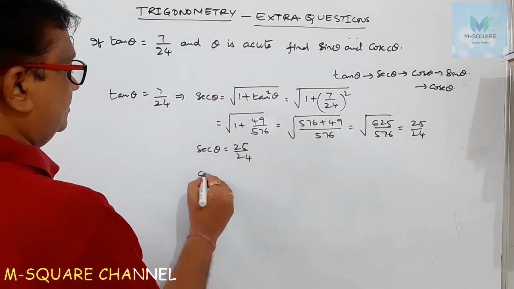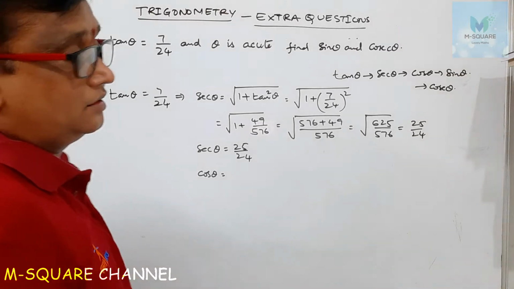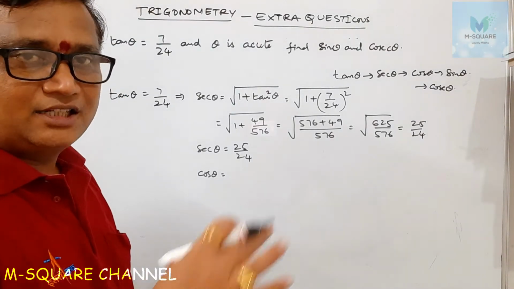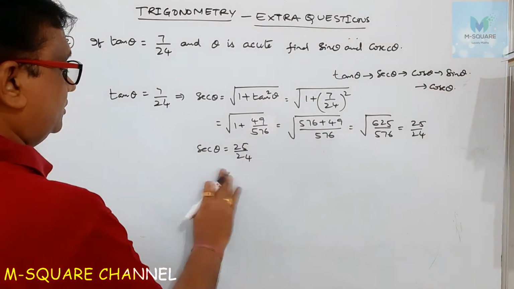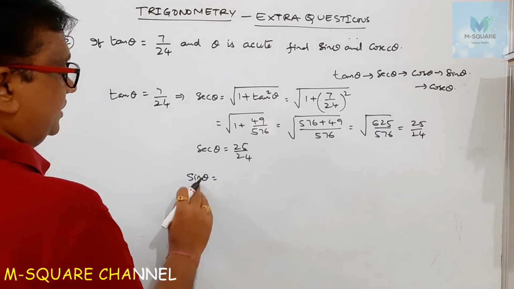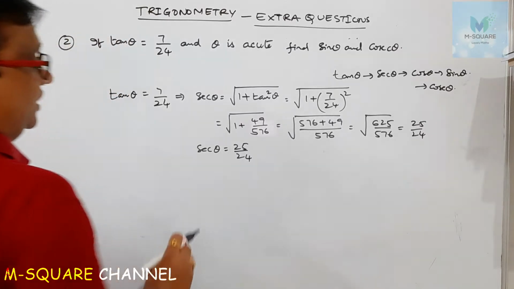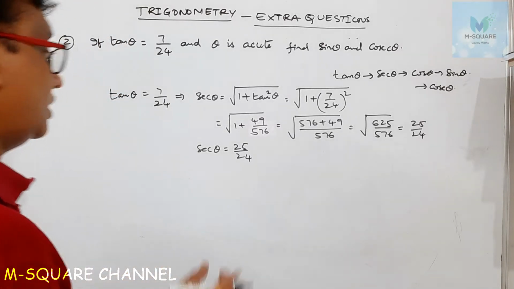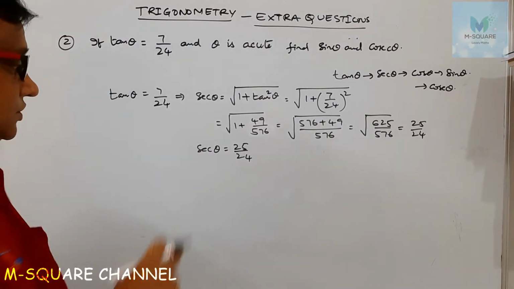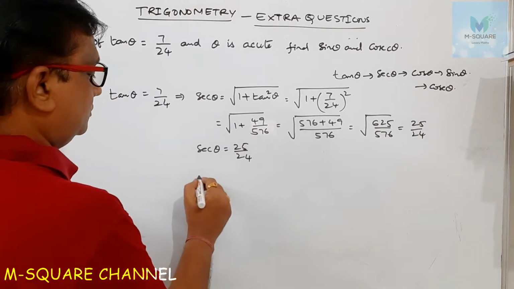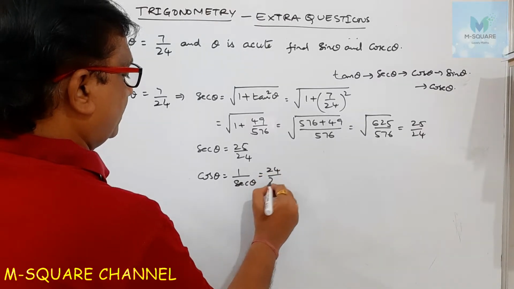What is cos theta? Otherwise you can utilize tan theta and secant theta, we get sin theta also. So tan theta by secant theta equal to sin theta. You can utilize this for getting sin theta directly. Secant theta equal to 25 by 24. So cos theta equal to 1 by secant theta, that equal to 24 by 25.